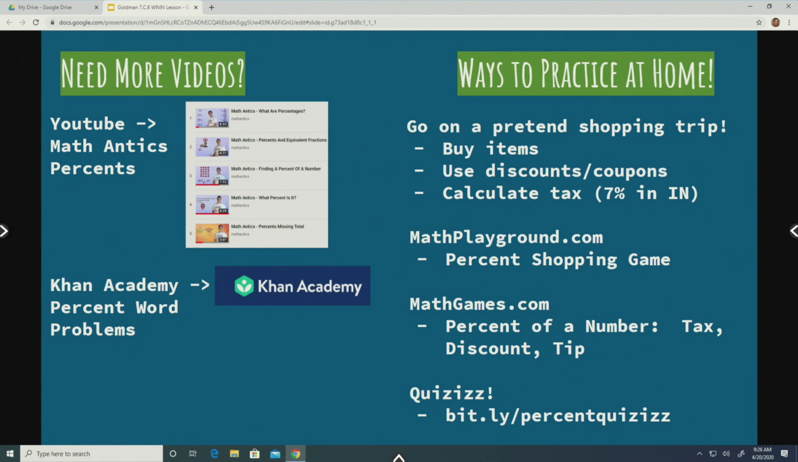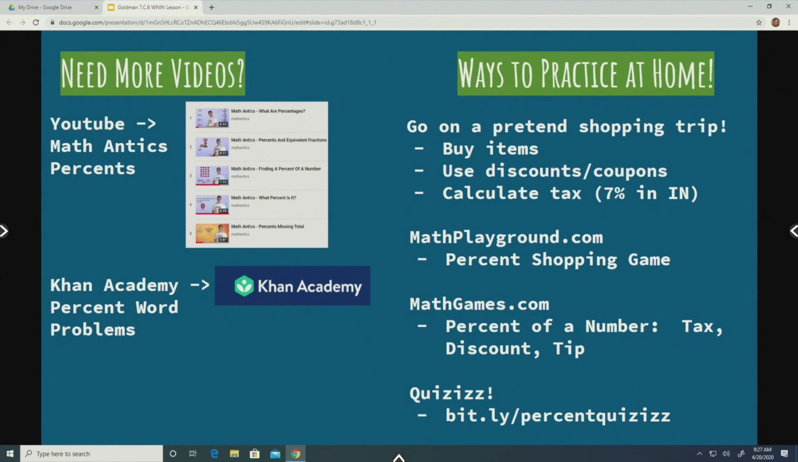If you're looking to practice this at home, grab an ad, grab a newspaper, look on your phone, and go shopping with your family. Go on a pretend shopping trip. Buy some items, use discounts and coupons, and calculate 7% in Indiana tax. Maybe you're planning a party. You've got a budget, and you're trying to figure out who can buy the most amount of items under that budget.